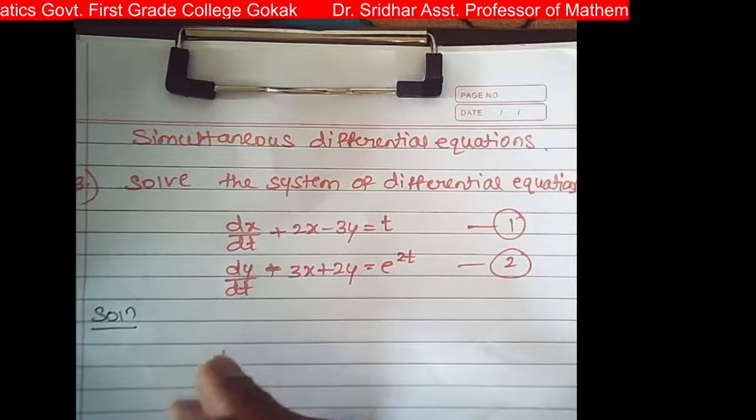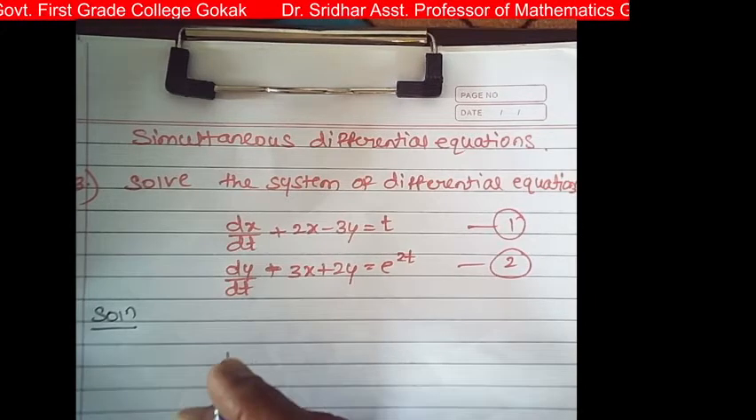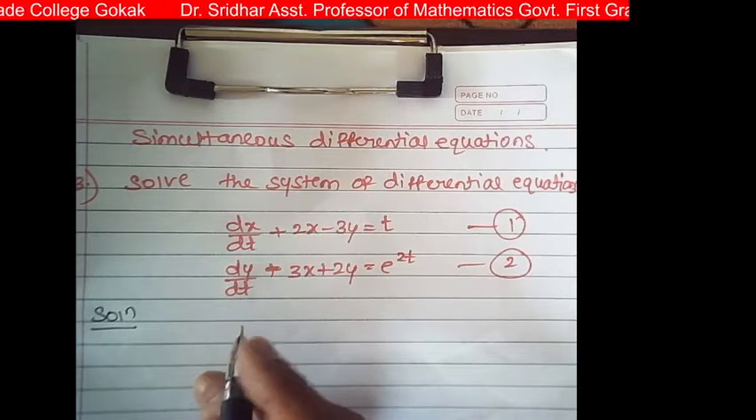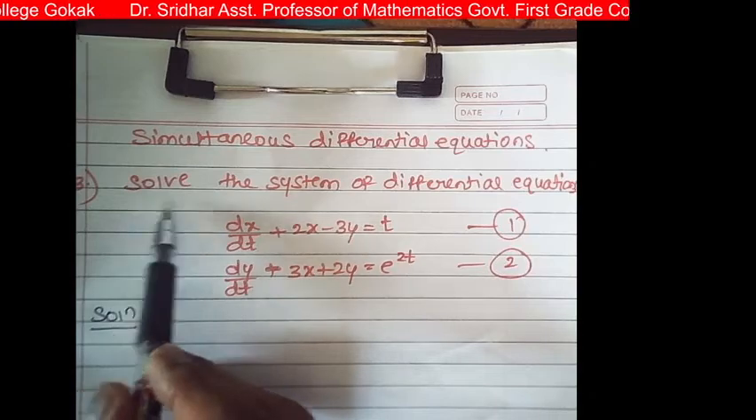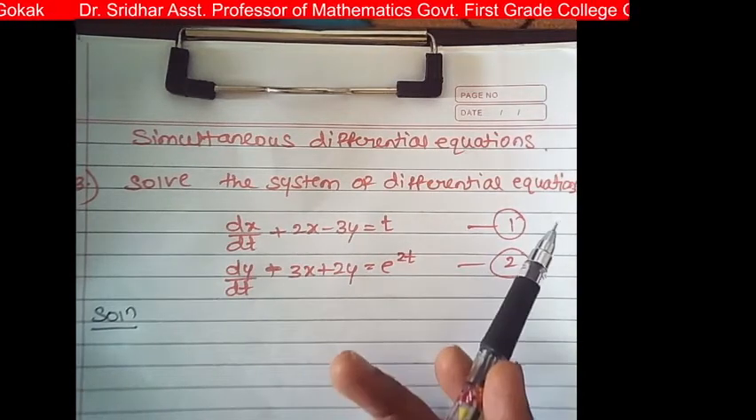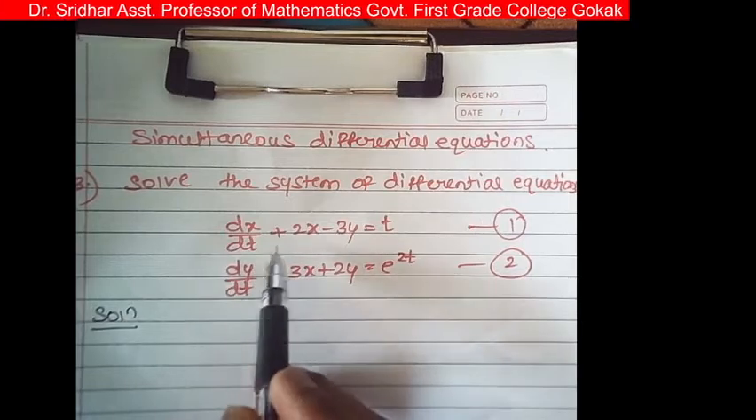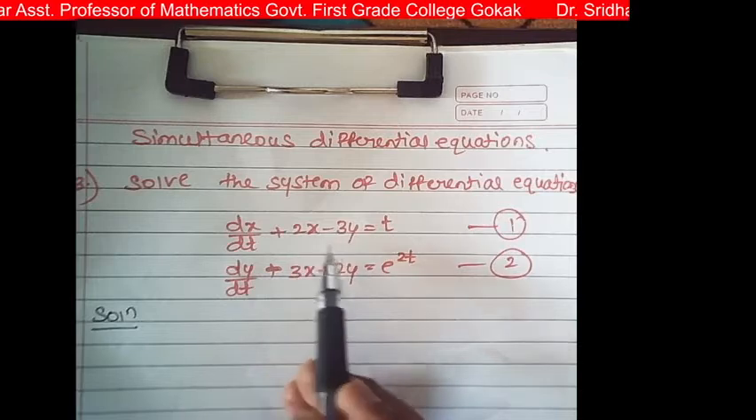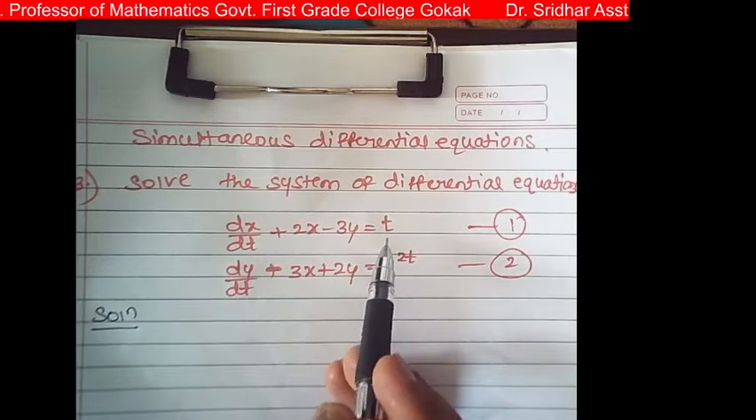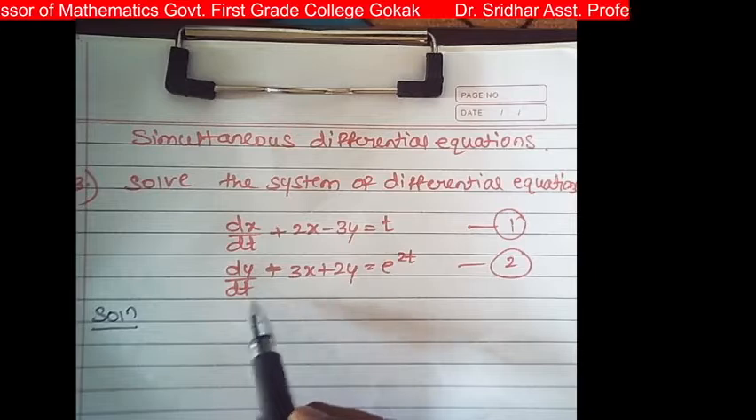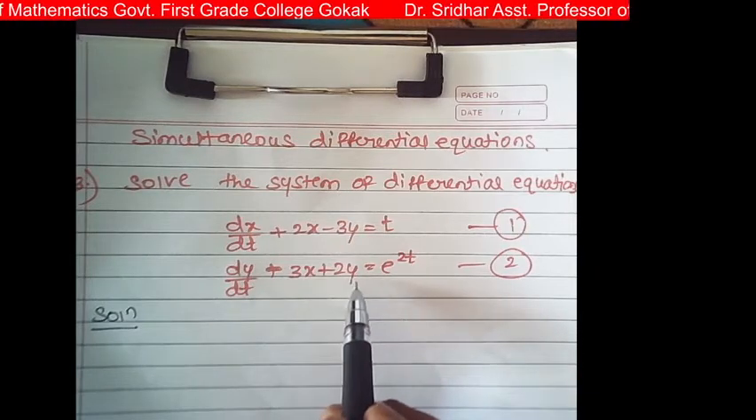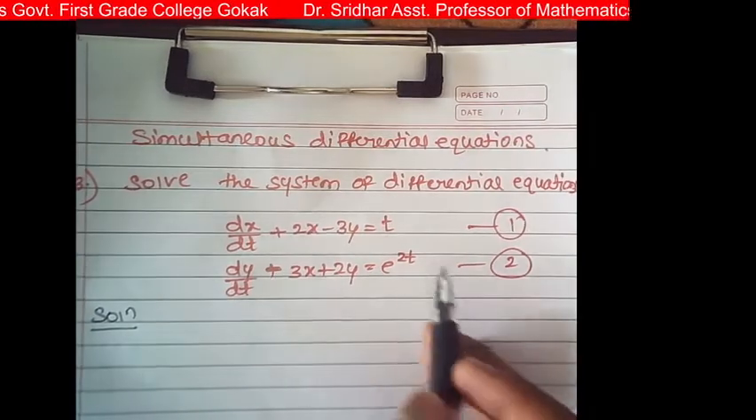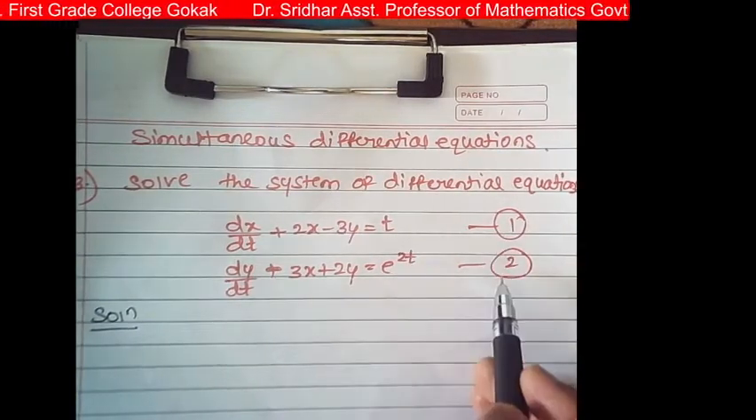So in this class let us solve one more problem on simultaneous differential equations. The problem is: solve the system of differential equations. The differential equations are given as dx by dt plus 2x minus 3y equal to t, then dy by dt minus 3x plus 2y equal to e raised to 2t. So this is equation number 1 and this is equation number 2.